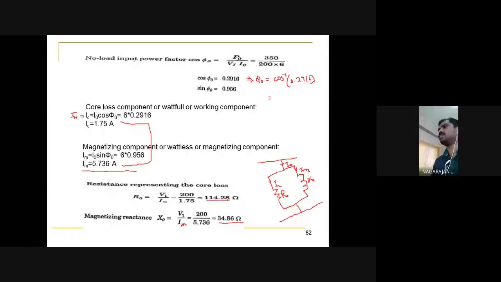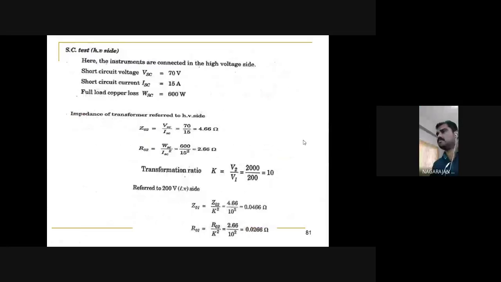Next we have to find out the other parameters like Z02 and Z0, which are measured from the short circuit test. These are the values given for the short circuit test of a transformer. The short circuit voltage is 70 volts, the short circuit current is 15 amperes, and the full load copper loss, that is the meter measured value, is 600 watts.